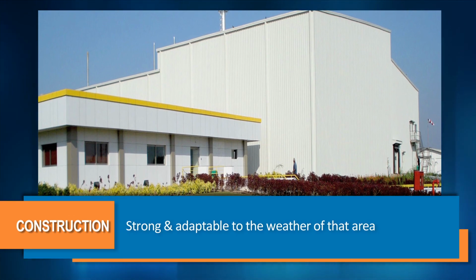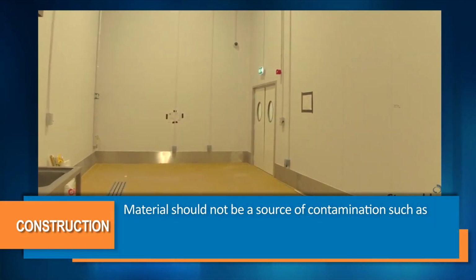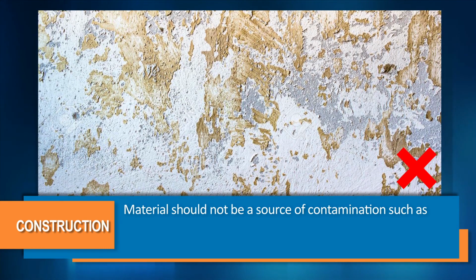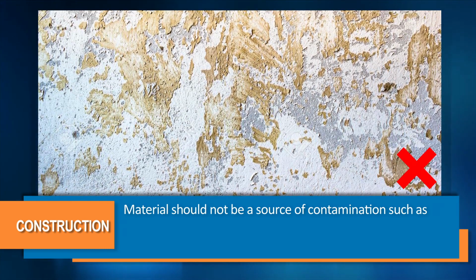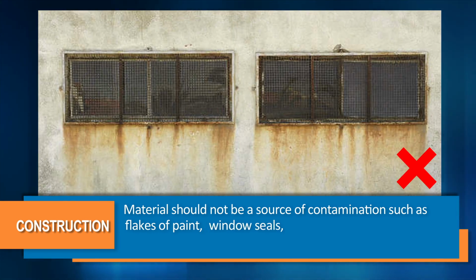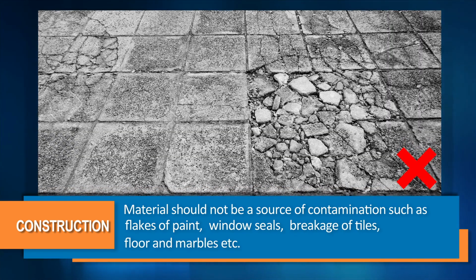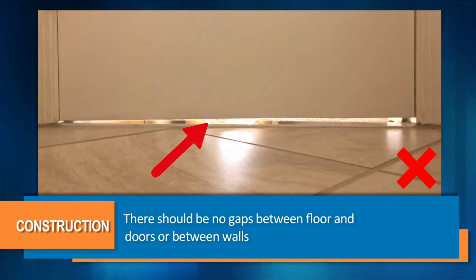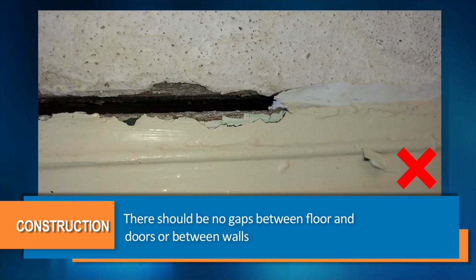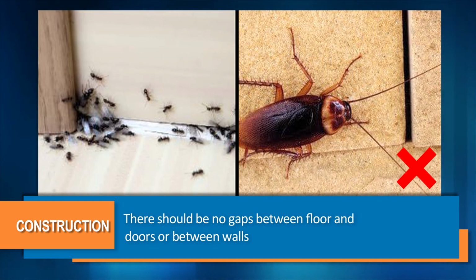The construction should be strong and adaptable to the weather of that area. The construction material of the establishment should be of sound quality and it should not be a potential source of contamination, such as flakes of paint shedding from the roof or wall, corroded window seals, breakage of tiles, floor and marbles, etc. It shall also be ensured that there are no gaps between the floor and doors or between walls, as they may permit entry and provide harborage to pests.